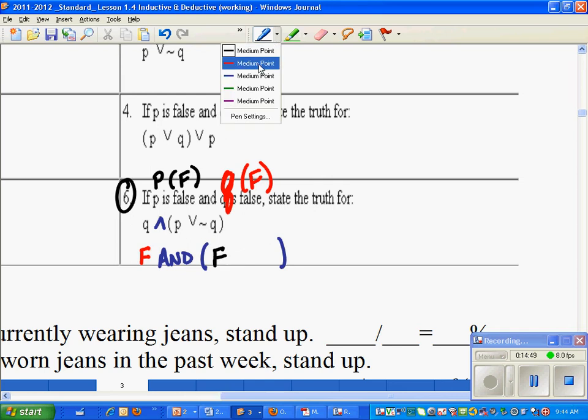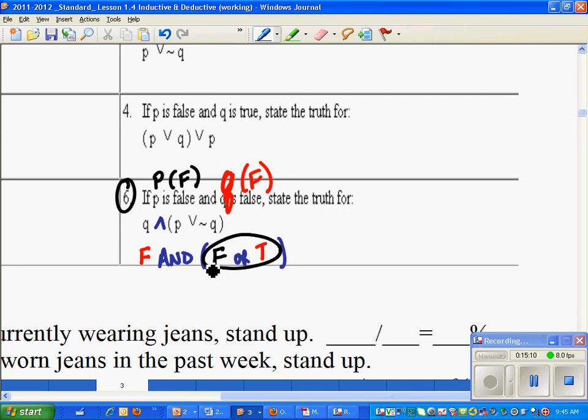Let's do the parentheses. This is an or statement. Okay, so if I have a false and a true with an or, is the whole statement still true or is the whole false? True. Okay, this is true. Remember, an or statement's only false if both are false. Did I lose anybody there? See, you get that parentheses? Now let's pull that down.